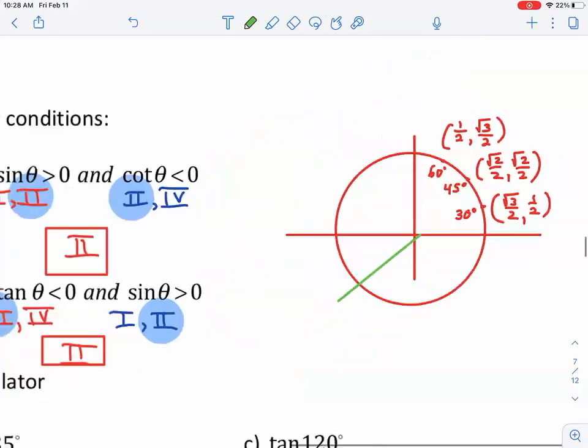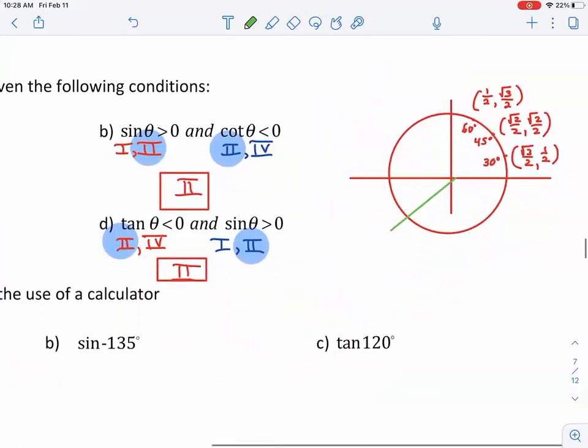So since my reference angle is 45, and sine is the y value, it's going to be that guy down in the third quadrant, so it will be negative √2/2.